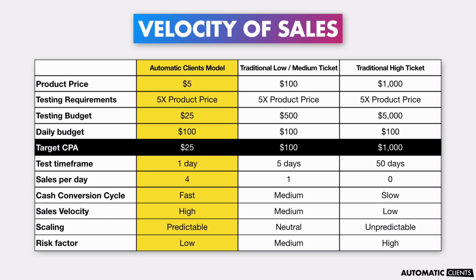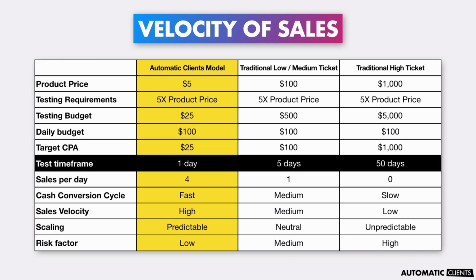But if you look at automatic clients, the target CPA is like $25, right? So with the low ticket, it's $100, and with the high ticket, you have a CPA of $1,000, because on a high ticket you basically have to break even on your CPA, right? So you can spend $1,000 to acquire a customer. Go down.